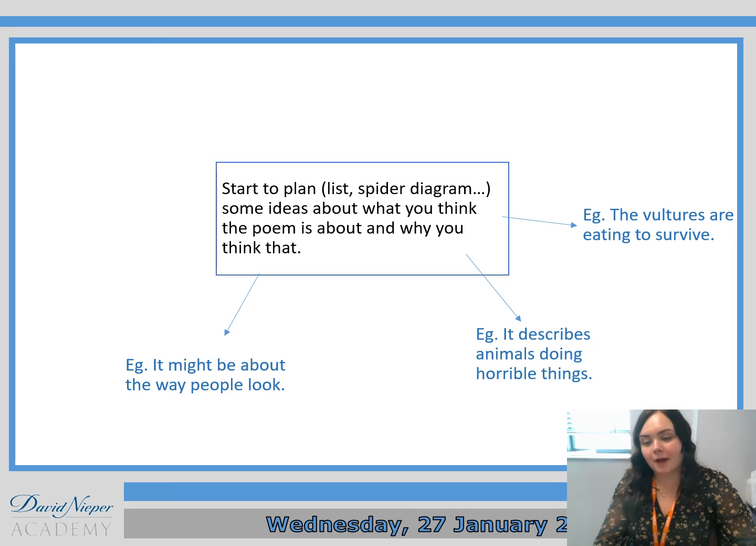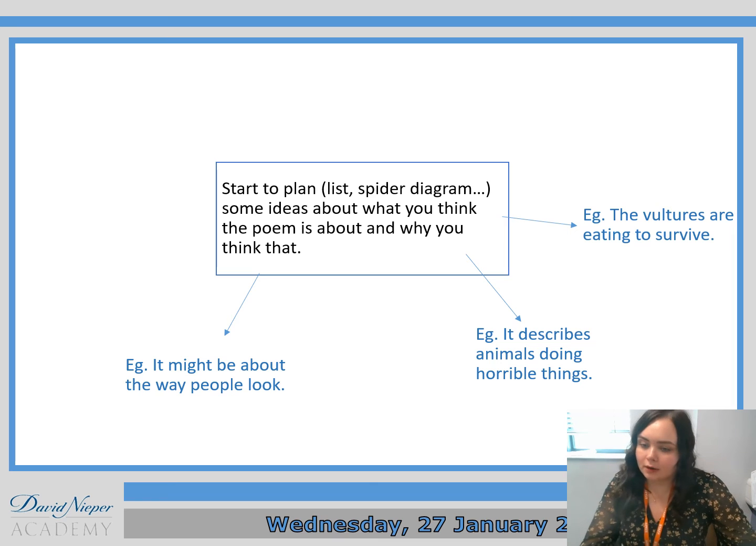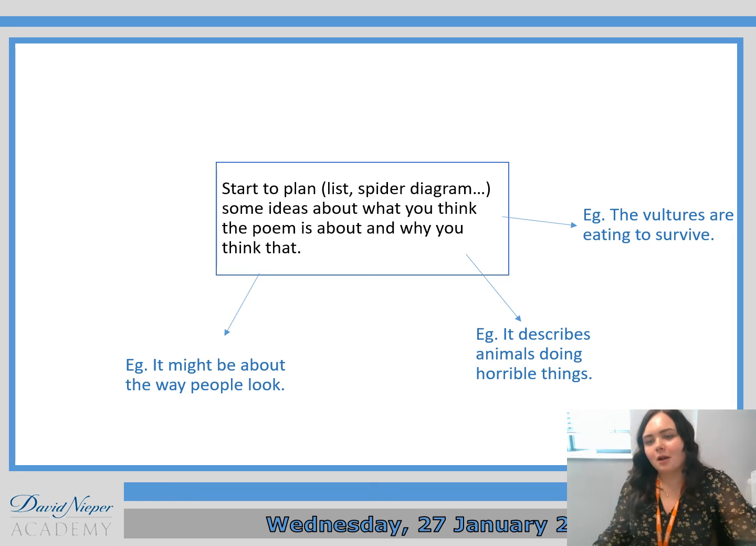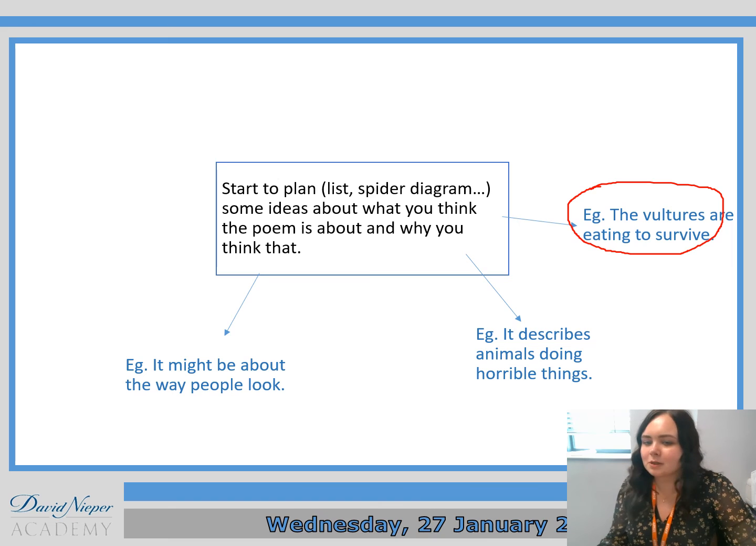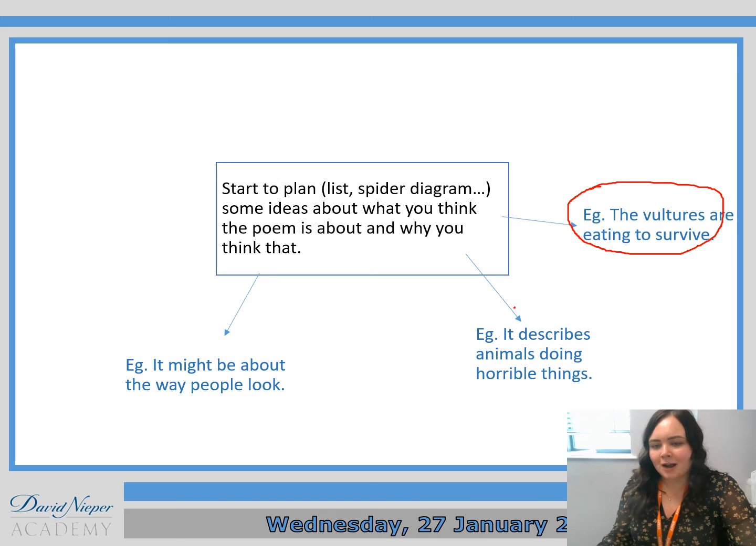So we've spoken about the fact that it's the idea, obviously, that some things might be ugly on the outside but beautiful on the inside. So how could we relate that to everyday life? So for example, the vultures, yes, eat things, but they're eating to survive. So the beauty of it is that it keeps them alive. That it describes animals doing horrible things, but actually they're doing it for the right reasons because they're eating to survive. Or it might be about the way people look.